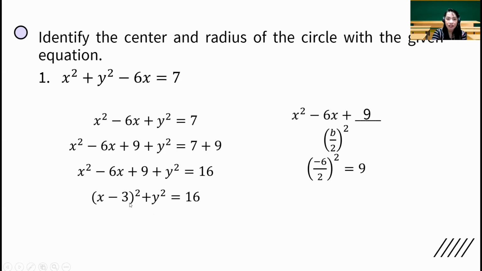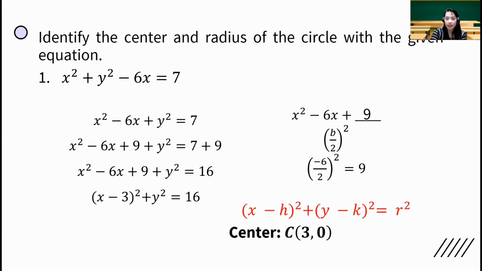This is now in the standard form of the equation of a circle. We can now identify the center at HK and radius R. The center is at 3, 0. Just get the opposite sign. Since meron tayo ditong minus 3, just get positive 3. And your y or k, since wala namang katabi yung y mo, that would be 0. The radius is 4. Since ang 16 is equal to r squared, for you to simplify that, square root of 16 is 4. So the radius here is r equals 4.